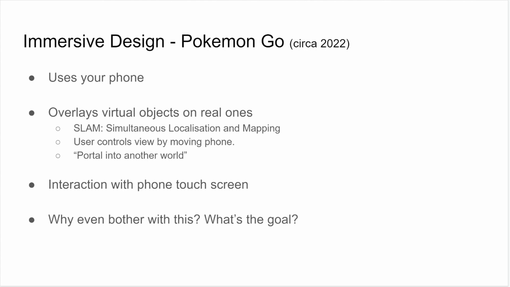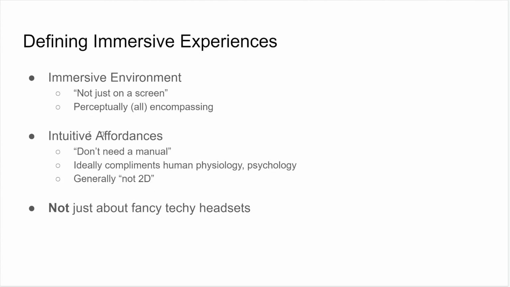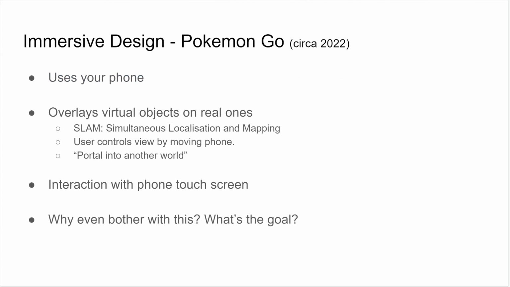If we go back to our definition of immersive experiences, it's kind of trying to shirk the intuitive affordances definition, because if it really were intuitive, we would be using our hands to interact with the world. So why would we even bother with this? I guess this is something to contemplate and discuss during our concurrent class. Why bother with applications like Pokemon Go?